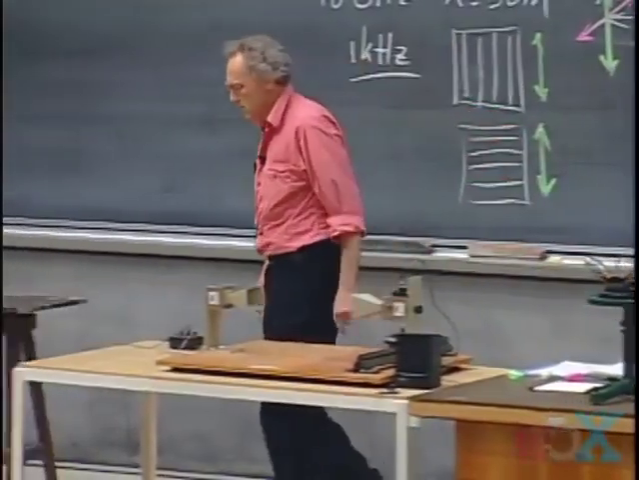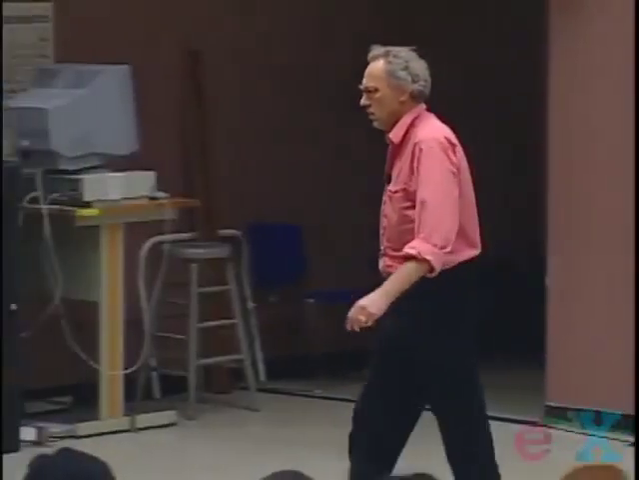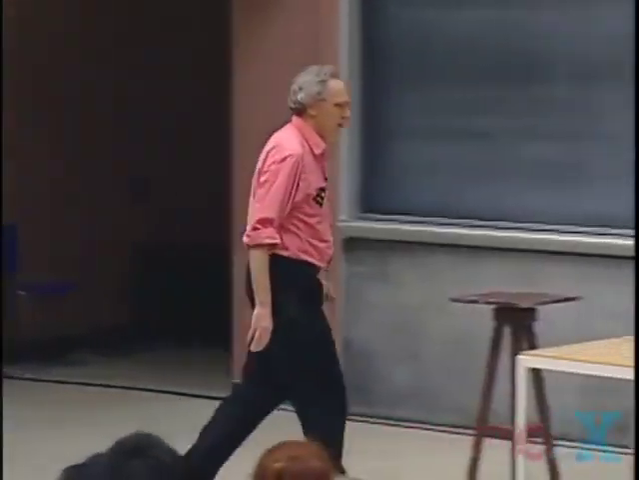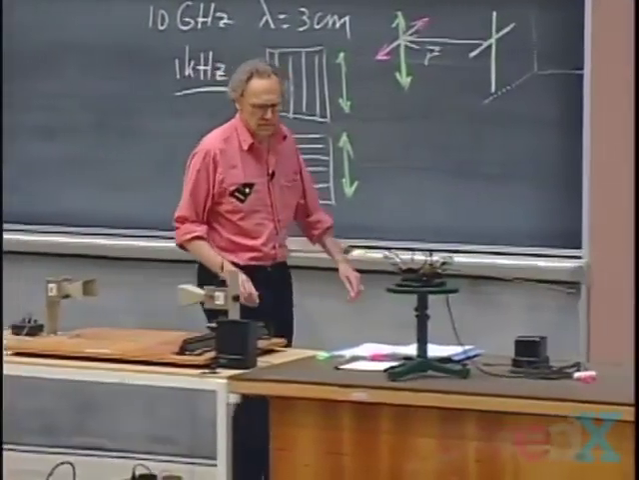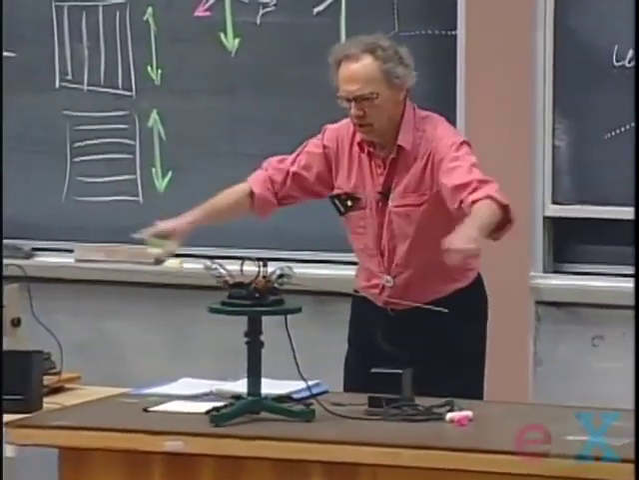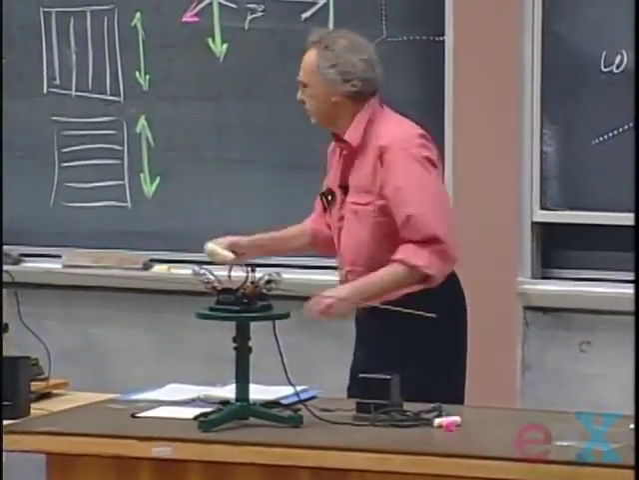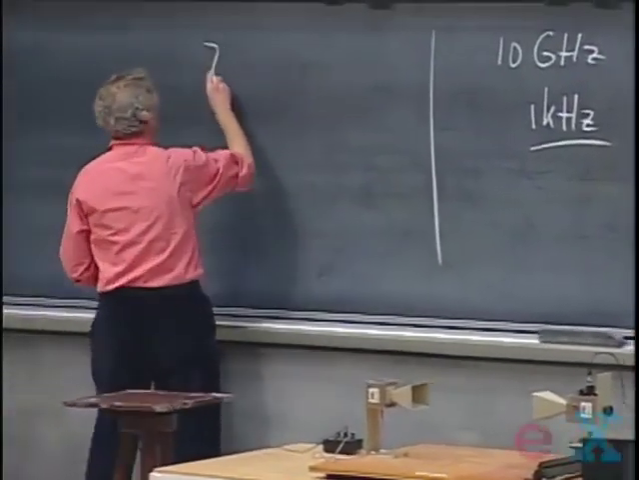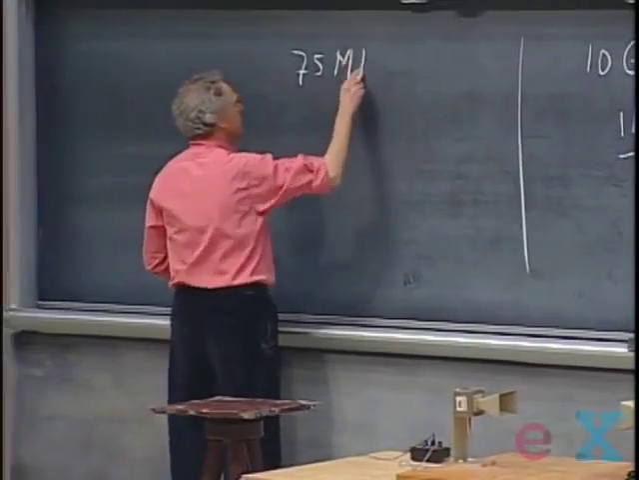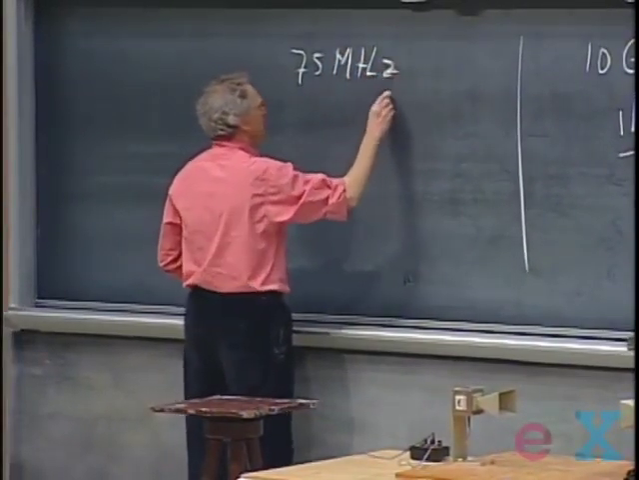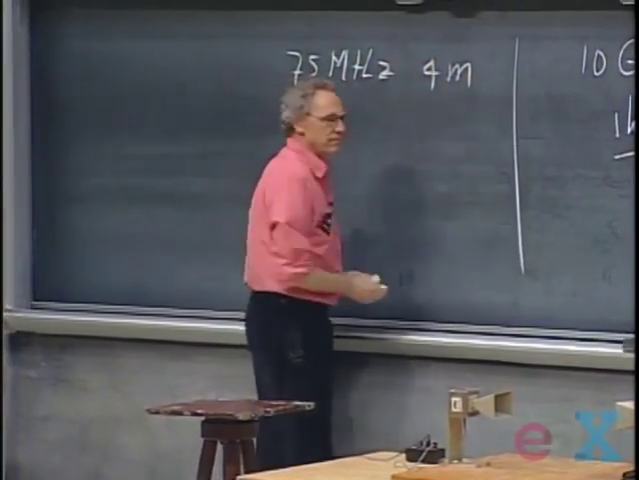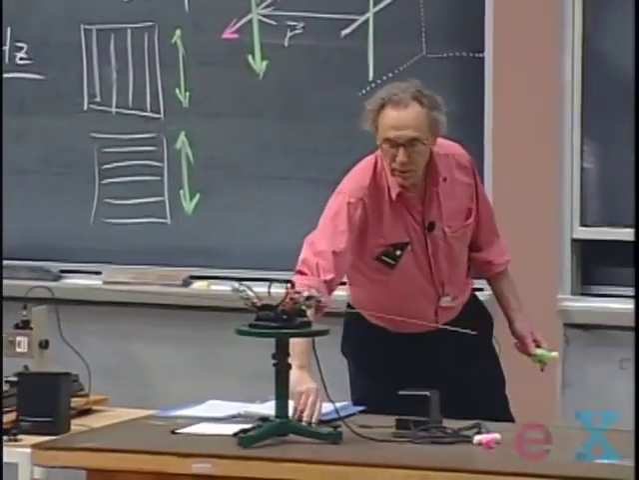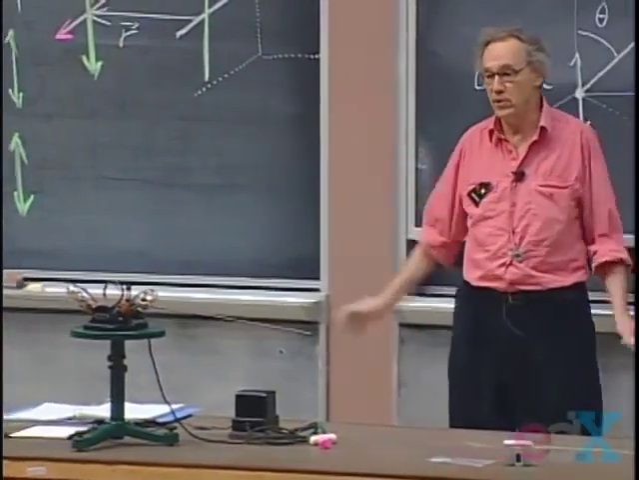I have here a 75 megahertz transmitter. So that's more like radio stuff. That is a 4-meter wavelength. And this is the antenna. This is the transmitter. So let me give you the numbers. So this is 75 megahertz, and that is 4 meters wavelength. And I'm going to turn it on like now. You don't hear anything, it's not connected to any receiver yet.